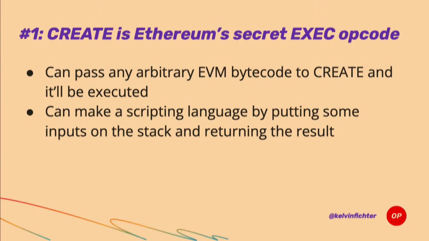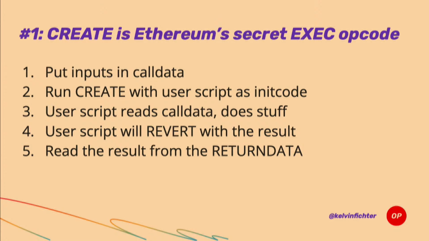So you can make a simple scripting language. Here's an example. Let's say you want a scripting language that doesn't actually change state. You can put all the inputs in call data, and run create with the user script as init code, so it just runs these EVM opcodes. Then the user script reads the call data, so it reads the inputs, and then the user script is going to revert, so it doesn't actually change anything, and you read the result from the return data.